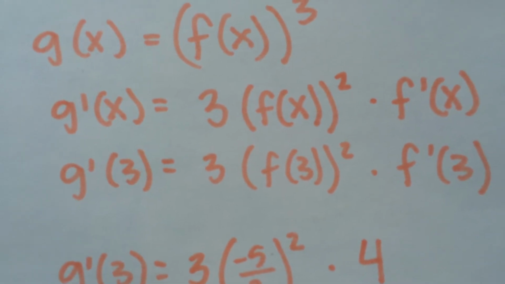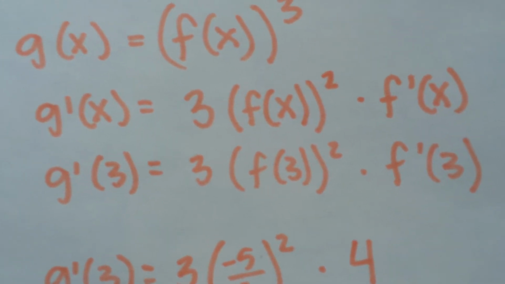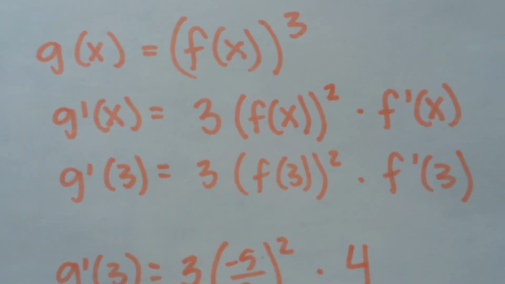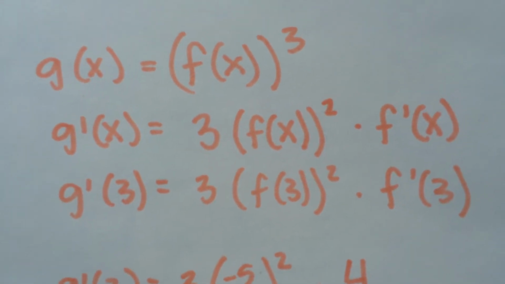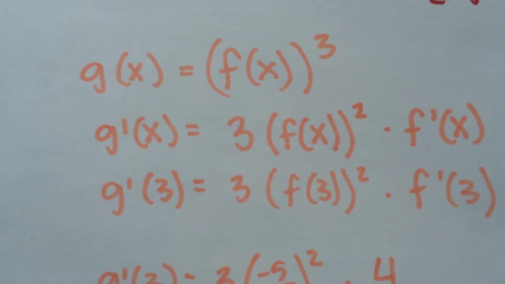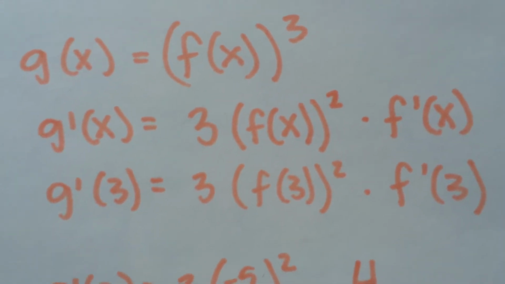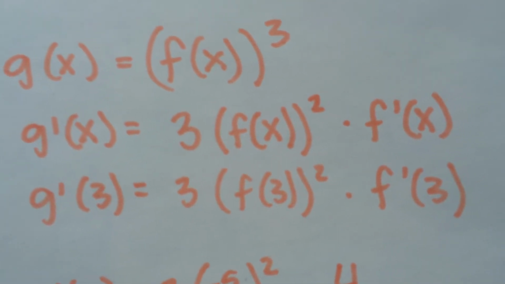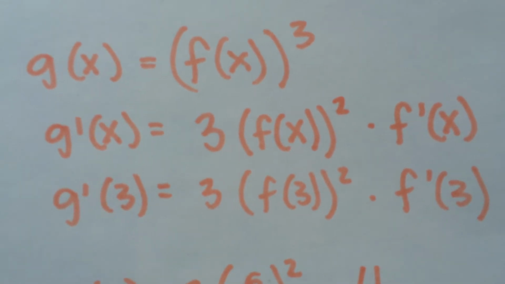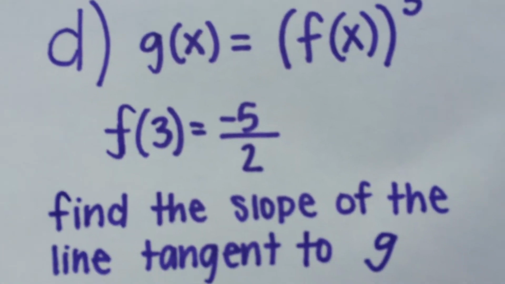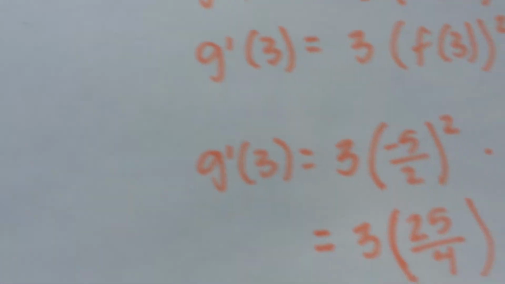Using the power rule and the chain rule to take the derivative of g of x, we find that g prime of x equals 3 times f of x squared times f prime of x. As we plug in 3 for all of these, we get a new equation: g prime of 3 equals 3 times f of 3 squared times f prime of 3. Now going back to find number values for these, we know that f of 3, as it is given to us in part D, equals -5/2, which we can plug in here.